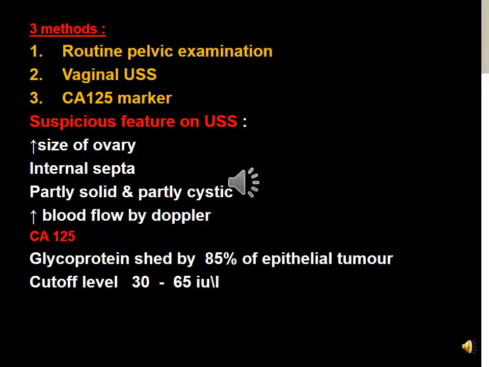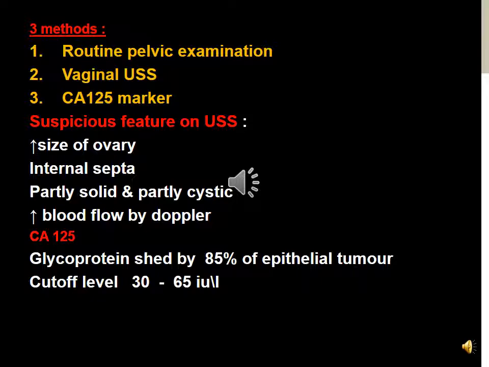And we do Doppler ultrasound at the same time. If there is an increase in the blood flow or an increase in the vascularity also, it is a suspicious feature of a malignancy. The third method, if there are abnormalities in the vaginal ultrasound, we shift to the third method, which is the CA125.